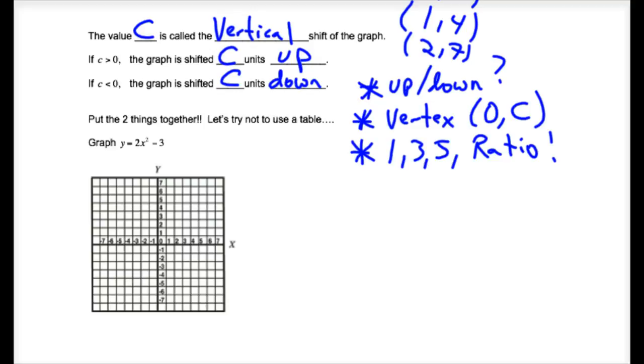All right, here we go. y equals 2x squared minus 3. Up or down? Up. A is positive, goes up. Where is the vertex? Negative 3. Well, you got to give it to me as a point. 0, negative 3. Notice 0, C is what we learned where our vertex is. Is the vertex always going to be on the y-axis as long as there's no b? Yes. That's the key. As long as the b is 0, the vertex is always on the y-axis.